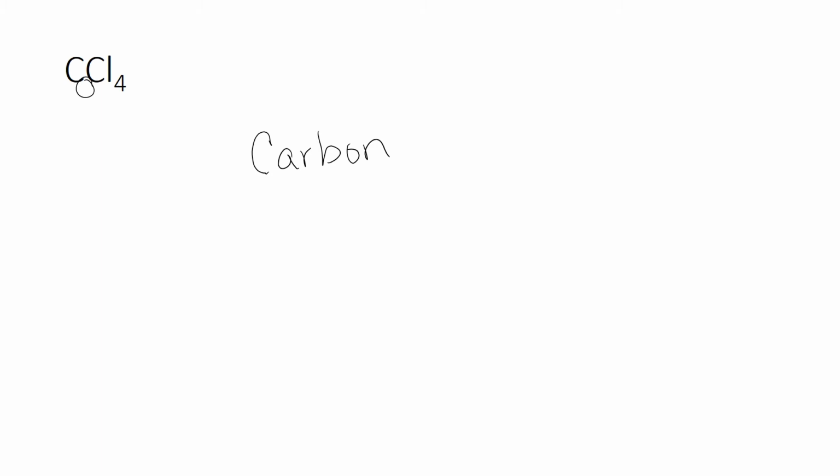However, for the first nonmetal, we never write mono. We simply leave it blank. So we will not put a prefix for this. If it were 2 or 3 or 4, we would use the prefixes, but not in this case. The second nonmetal is chlorine, and I have 4 of those chlorines. So I'm going to start with the prefix tetra, and I'm going to change the ending of chlorine to chloride. So this molecule would be named carbon tetrachloride.